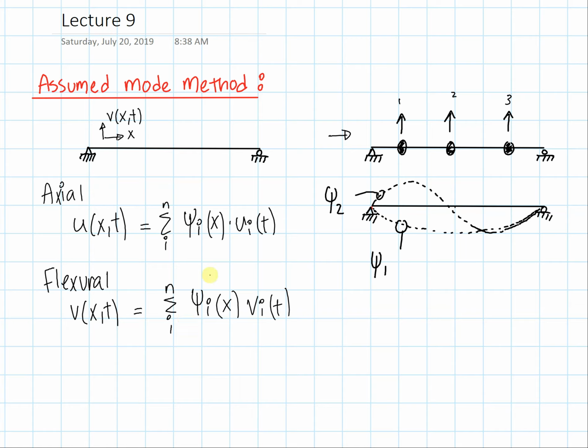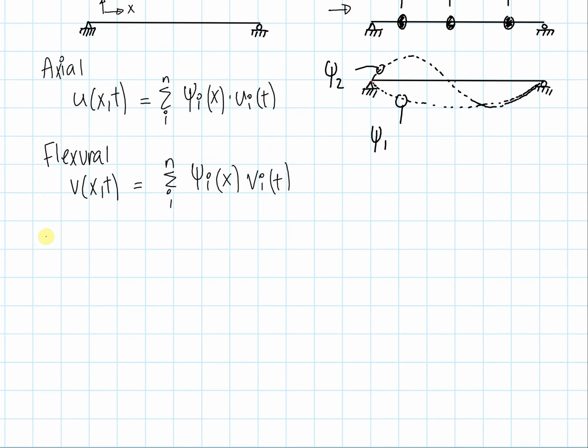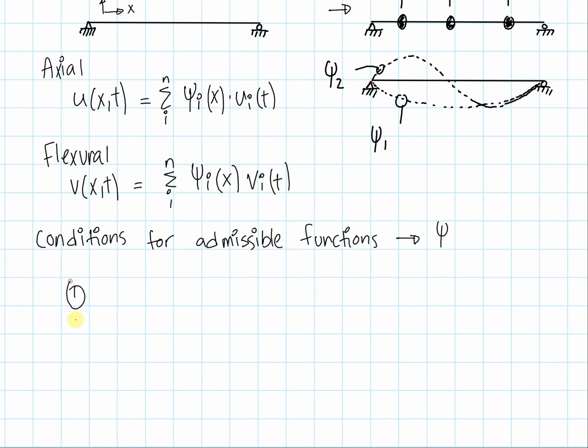And what I'd like to do now is to list a number of conditions for admissible functions. And these functions are the shape functions, psi. First of all, these functions need to be linearly independent.